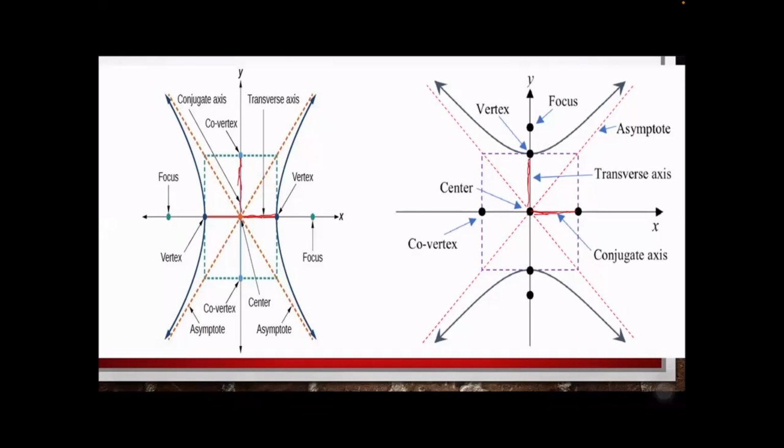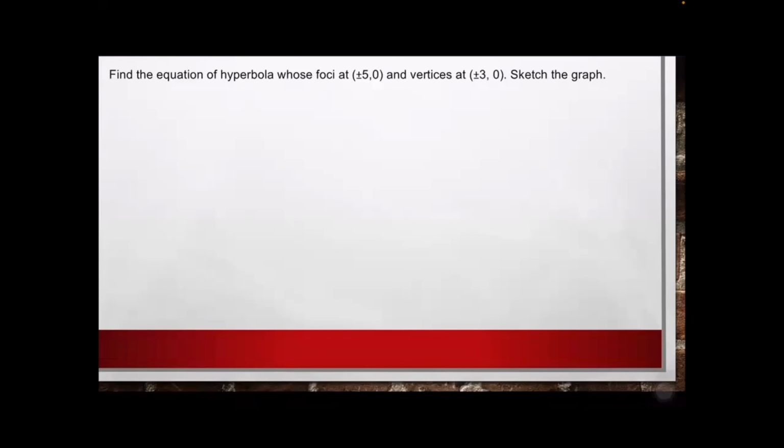Okay, so let's have the example. Find the equation of the hyperbola whose foci at (5, 0) and vertices at positive and negative (3, 0). So, in this case, kailangan muna natin siyang i-graph. Although, it's literally nakita naman na siya ay case 1, kasi lahat ng given ay nasa x. Pero, kailangan natin siya i-graph.